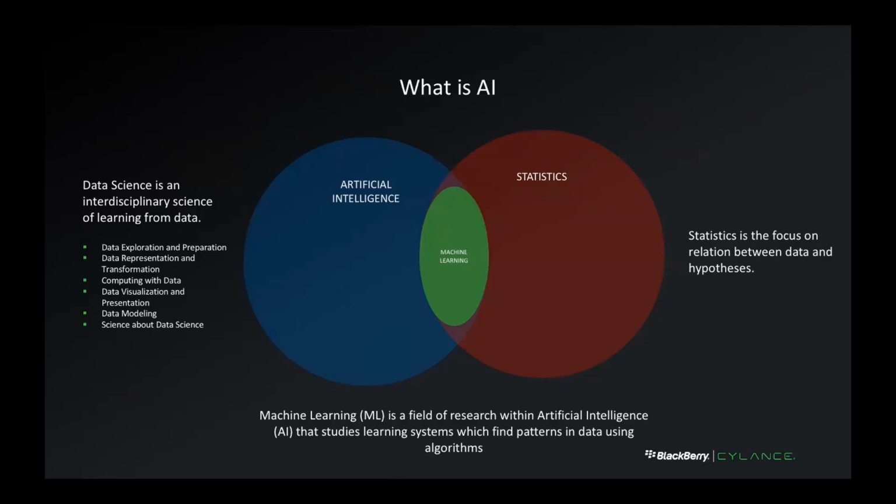Statistics is the relationship between data and a hypothesis. How often does this particular thing occur? How often does this issue take place? And so machine learning sits in between. Machine learning is that field of artificial intelligence crossed over with statistics that gives us the ability to accurately model, with a high degree of efficacy, a particular behavior or a particular condition.